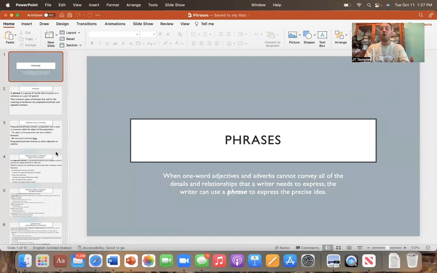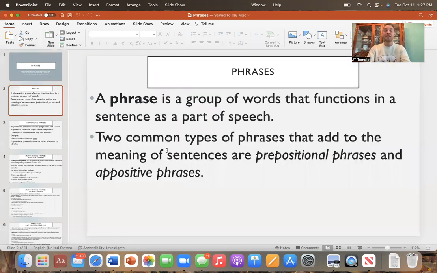So what are phrases? When one word, adjectives, and adverbs cannot convey all of the details and relationships that a writer needs to express, the writer can use a phrase to express the precise idea. And so a phrase is a group of words that functions in a sentence as a part of speech. So think of it this way. We've talked about previously in the semester the different parts of speech in the English language. And we've talked about, for example, nouns, like cat is a noun. And so a phrase is where multiple words are functioning as one part of speech.